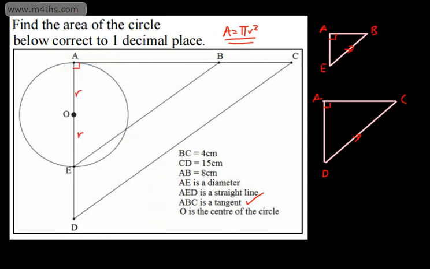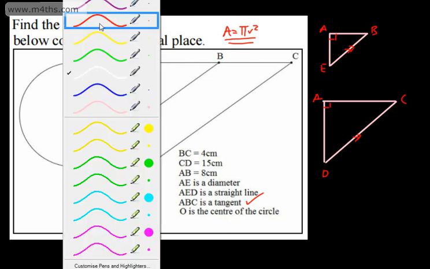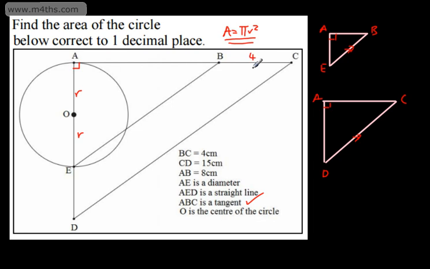So let's put the information on B to C. So B to C is going to be 4 centimetres. So let's just put that there. B to C is 4 centimetres, that's there. C to D is 15 centimetres, so we'll put that there. We can put it just here. A to B is 8 centimetres, okay, that's fine. So we can put these on here. So A to B, that's going to be 8 centimetres. A to C, therefore, is going to be 12 centimetres.